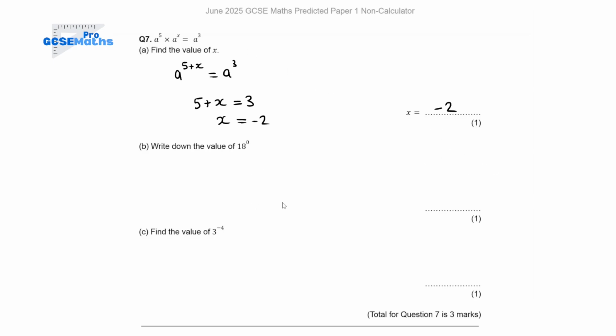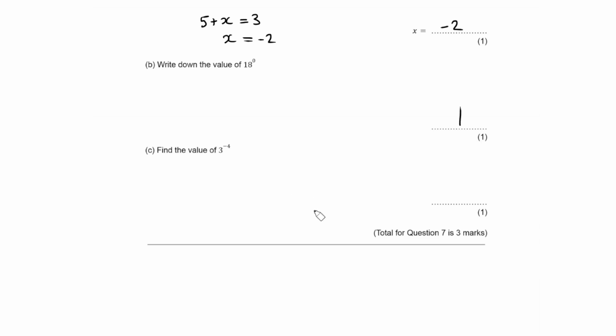That's fine as well. Part B, write down the value of 18 to the power of 0. This is very common to have anything to the power of 0. It's always 1. Bit of a trick question. The answer is not 0. It is 1. And part C, find the value of 3 to the power of -4.